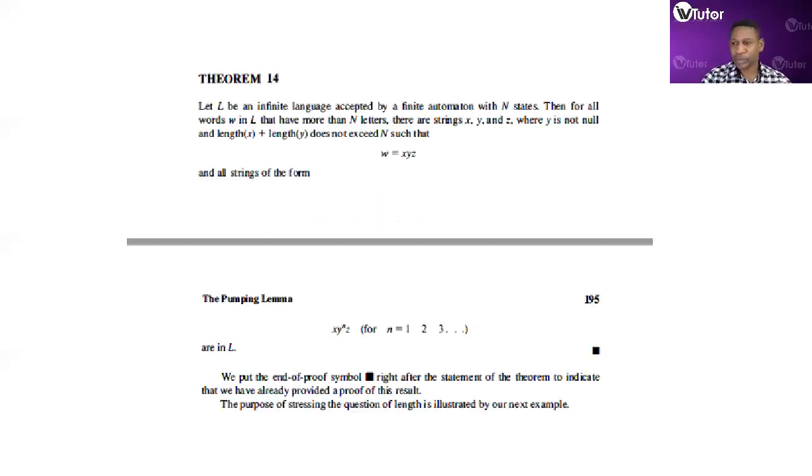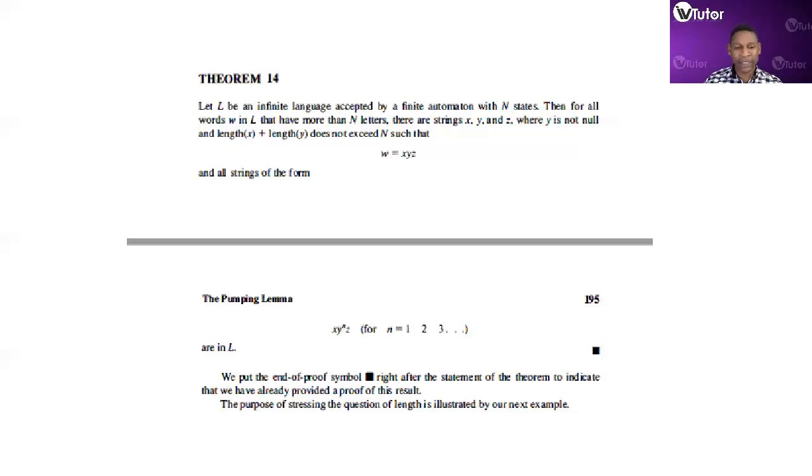Number one, it says, let L be an infinite language accepted by a finite automaton. So we can only test for infinite languages. That is one of the limitations. You can only test for infinite languages, which means there is a loop that we are going to be using. We are told that it's an infinite language accepted by a finite automaton with n states. So our finite automaton has n states.